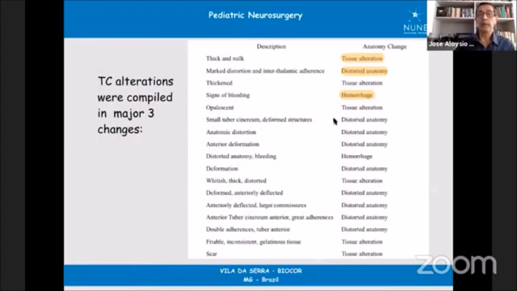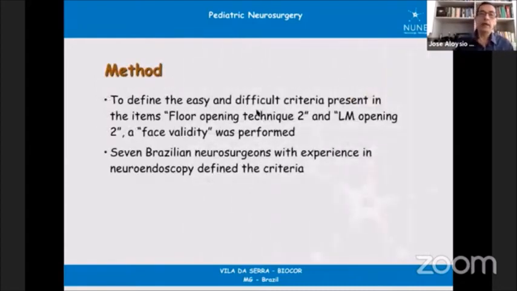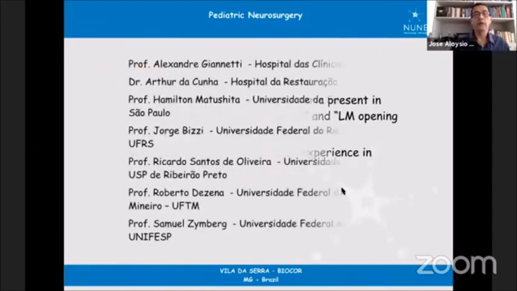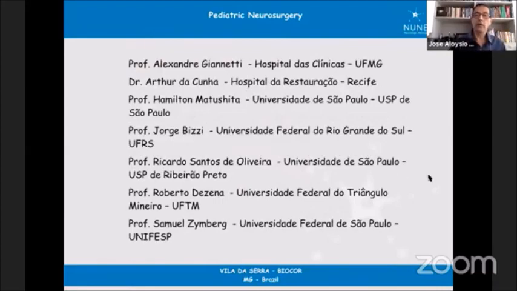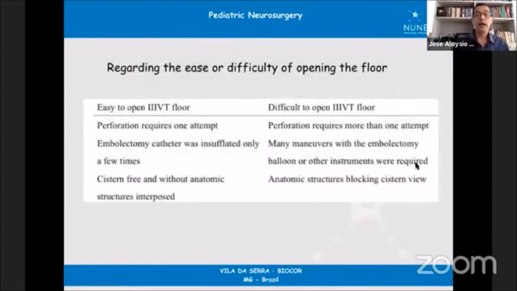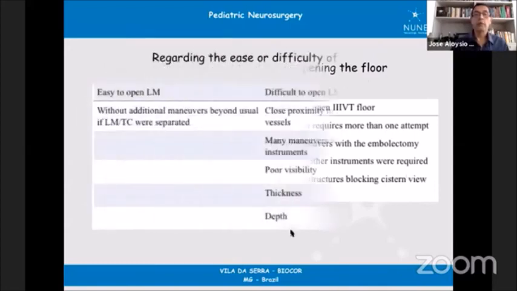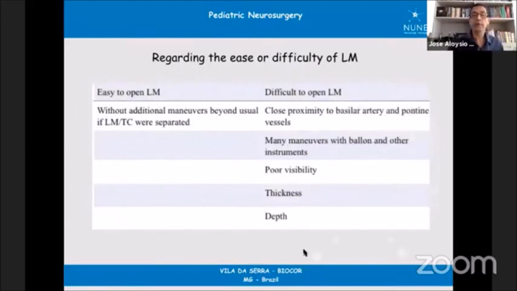Those alterations are compiled in 3 more changes: tissue alteration, distorted anatomy, and hemorrhage. And as we have easy or difficult criteria to open the floor and the Liliequist membrane, we performed face validity with 7 Brazilian neurosurgeons with experience in ETV, pediatric neurosurgeons. Those are the colleagues, we thank all of them. And then they found what was easy or difficult to open the floor of the third ventricle, and what was easy or difficult to open the Liliequist.